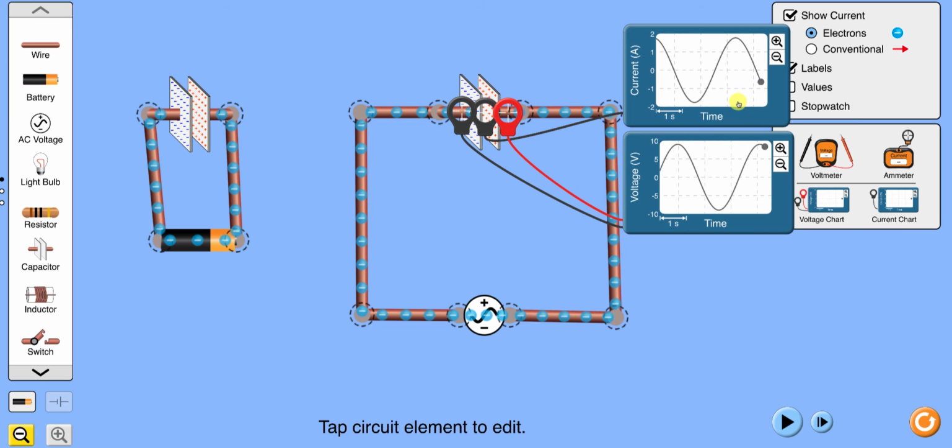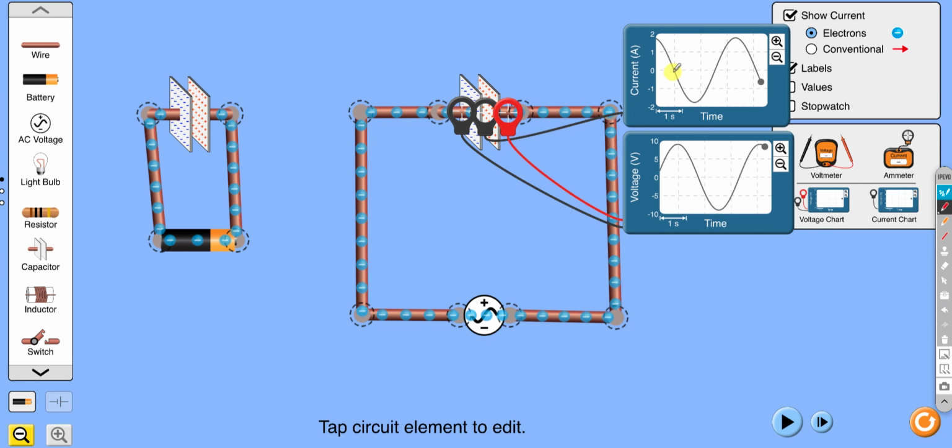We don't really use time to indicate by how much the current leads the potential difference. We typically use the phase, in terms of radians. I know that 2 pi would correspond to one period, so 1/4 of the period would correspond to a phase difference of pi over 2. And that's why we say that the current leads the potential difference by pi over 2.